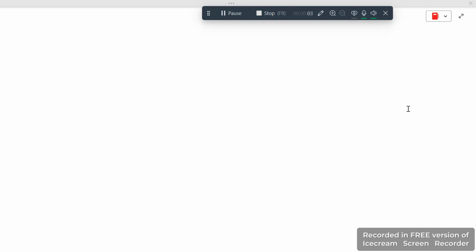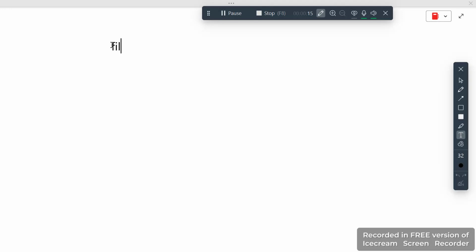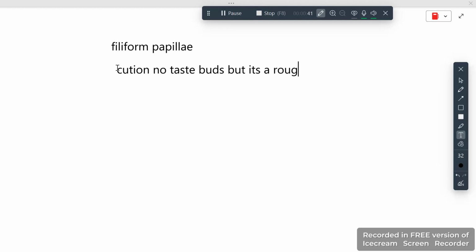Okay, so if we go to another papilla, which was discussed in the last video, today we'll be going with the filiform. Filiform papillae provide a cushion, and these are not taste buds, no taste buds, but it is a rough structure that provides a rough texture to our tongue.